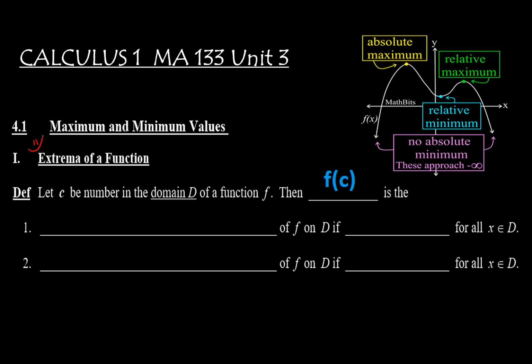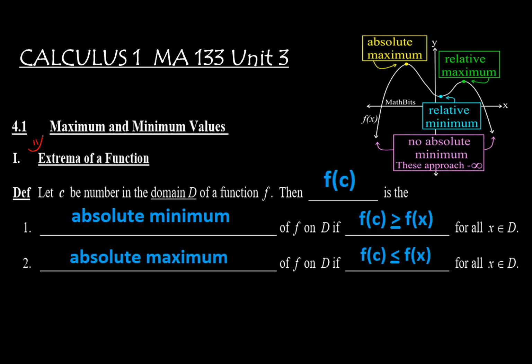Then f of C is defined as the absolute minimum of f on D if f of C is less than or equal to f of x for all values of x in the domain of f, and the absolute maximum of f on D if f of C is greater than or equal to f of x for all x an element of the domain of f.